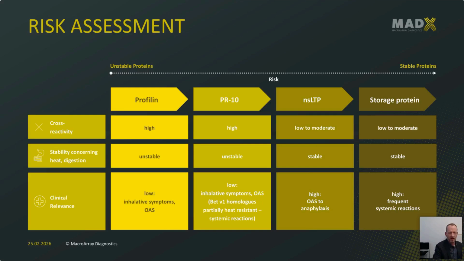On the other side of the platform, we have your profilins, or the PR10s. These are typically characterized by a high level of cross-reactivity. They also tend to be unstable or labile to heat and digestion, and as such, are typically associated with mild clinical reactions, such as oral allergy syndrome, or your birch pollen related allergic reactions. The take-home message from this slide is essentially that if you look at the biochemical properties of the different protein families, it gives you quite a good indication as to whether this allergen is going to be associated with high risk or low risk.